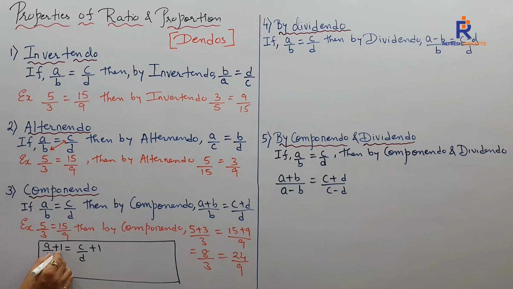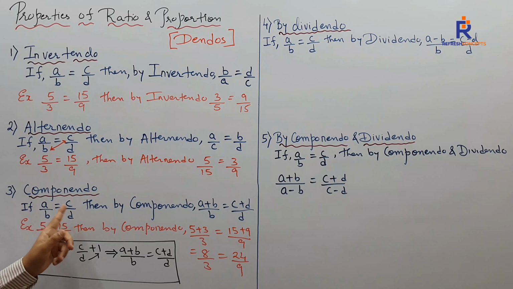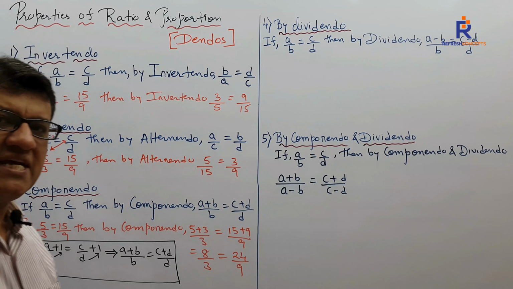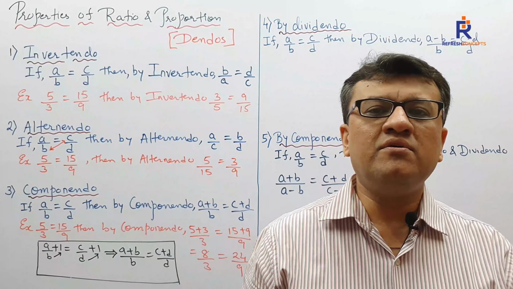Now, what about the LCM? If I take LCM, I'm just showing you in this way, as I said in my earlier videos also, that this is not the right way to tell you the LCM, but to make you understand that we are taking an LCM, it's A plus B by B is equal to C plus D by D. So what is componendo? Componendo is nothing but adding 1 on both the sides of a ratio. When we add 1 to both the sides of the ratio, what we get is nothing but componendo.